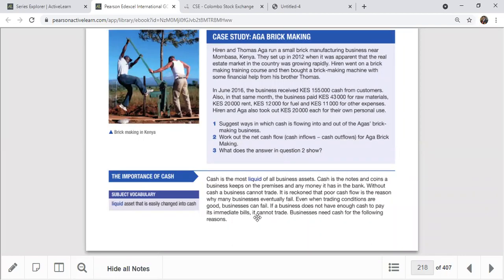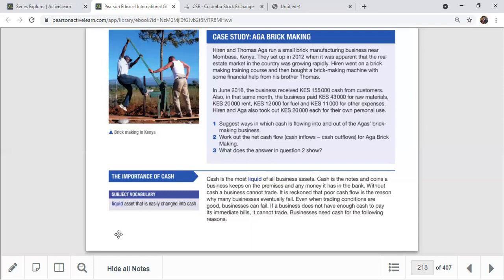Even when trading conditions are good, a business can fail without cash. If a business does not have enough cash to pay its immediate bills, it cannot trade. What do immediate bills mean? Your utility bills: electricity, water, telephone. Without paying the telephone bill, you cannot use it; it will be automatically disconnected. Same thing for the others. So immediate bills must be paid, otherwise it cannot trade.